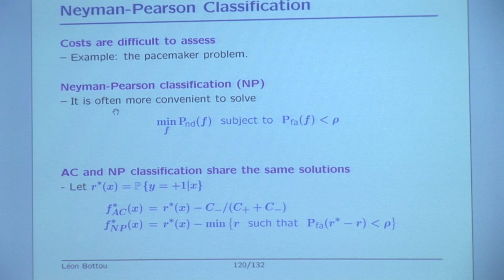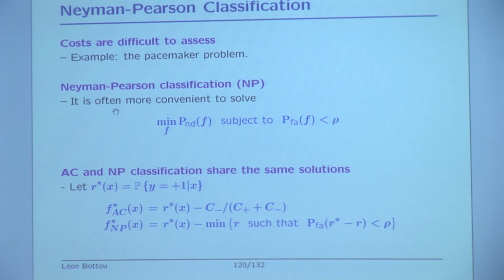You say, well, you want your pacemaker to give electric shocks for no reason in less than 1% of the cases. And given that constraint, try to maximize the survival of the patient. It's just easier to argue. And in fact, these two methods share the same solution. They're not that different, because if you take the function that's the probability of y equal +1 given x, I call that the optimal ranking function, because if you rank the examples, that's the best way.